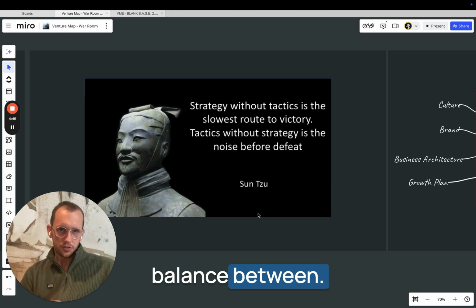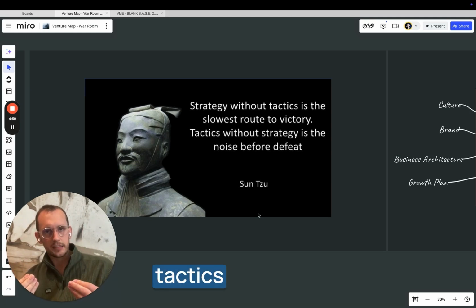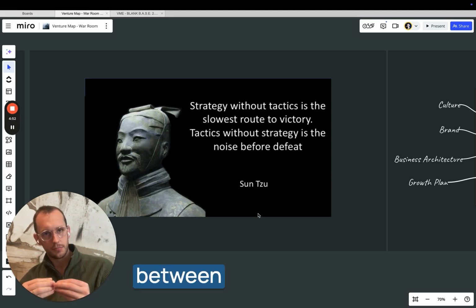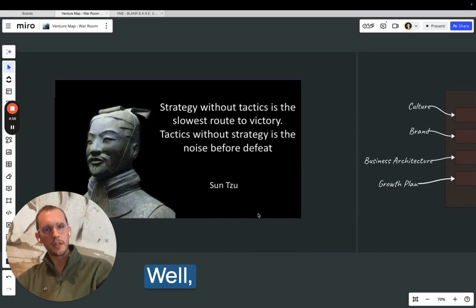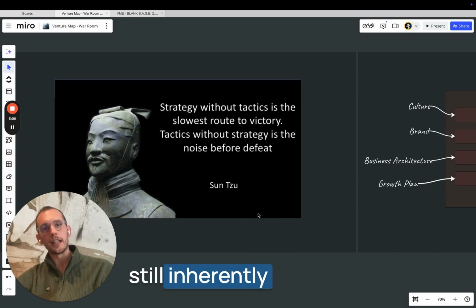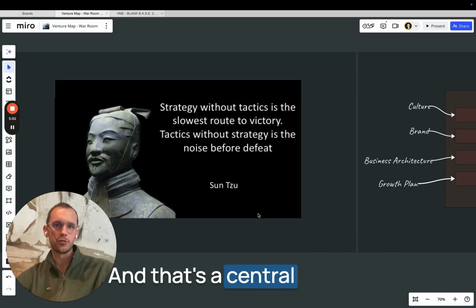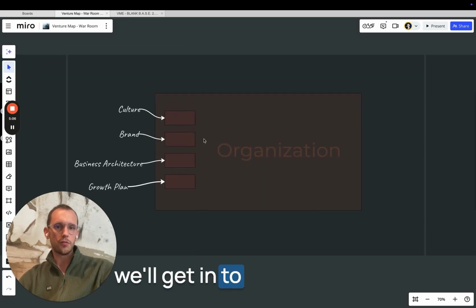The balance between our strategy and our execution or tactics is critical. The interrelation between the two has to be appreciated. You can't have one without the other. Even if you've over-indexed on one or the other, they're still inherently related. And that's a central theme to the framework here. So we'll get into the first part.